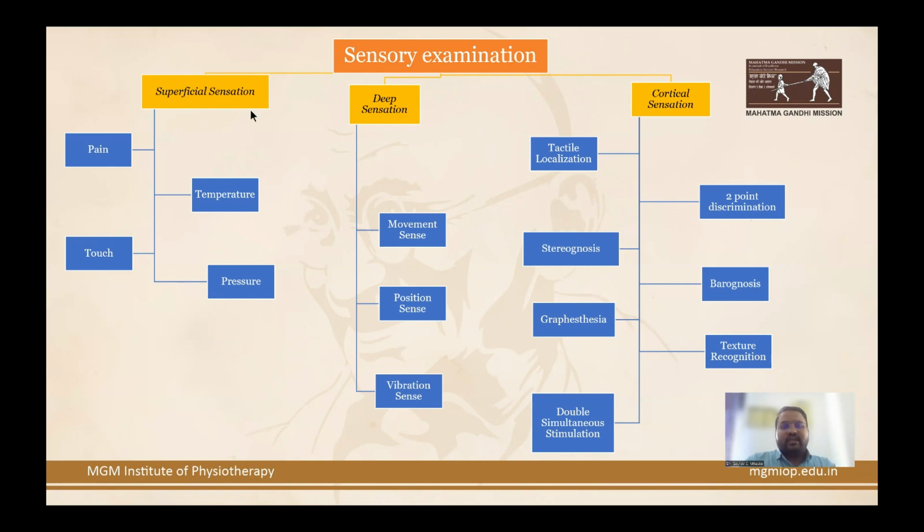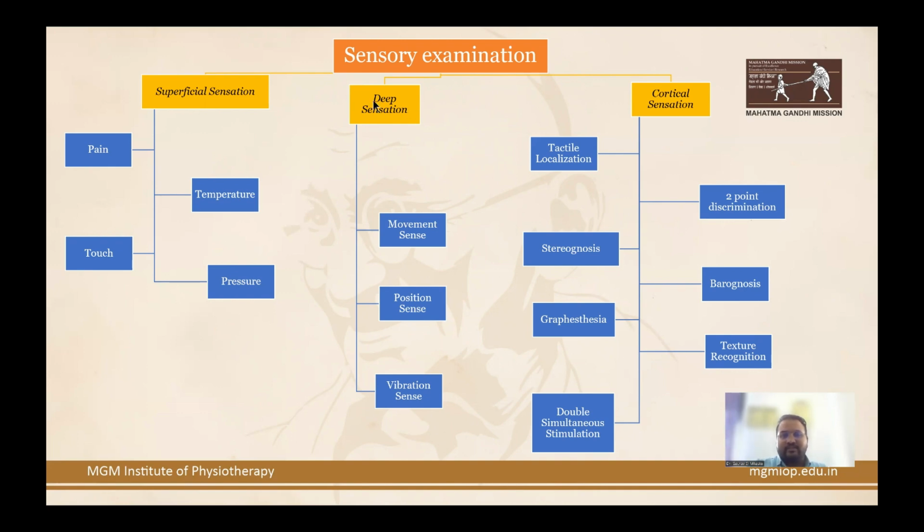Now, when you are checking superficial sensation, you need some equipment to test it. For example, for pain, you need a safety pin. For temperature, we need two test tubes, one hot and one cold. For touch, we test crude touch as well as soft touch. For crude touch, we need some crude object like the back portion of a reflex hammer, or we can test touch response using cotton swab. Pressure is tested by giving pressure over the skin.